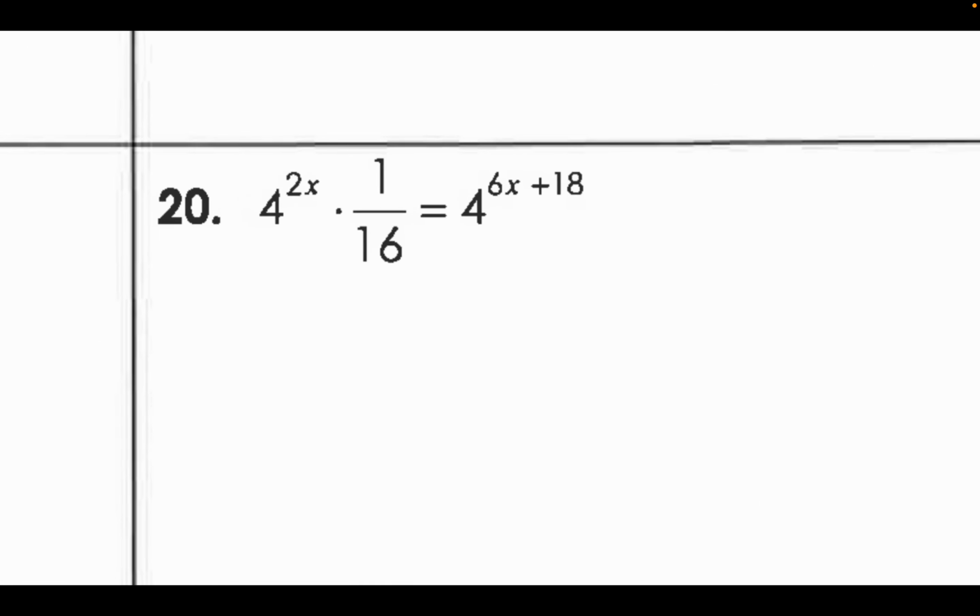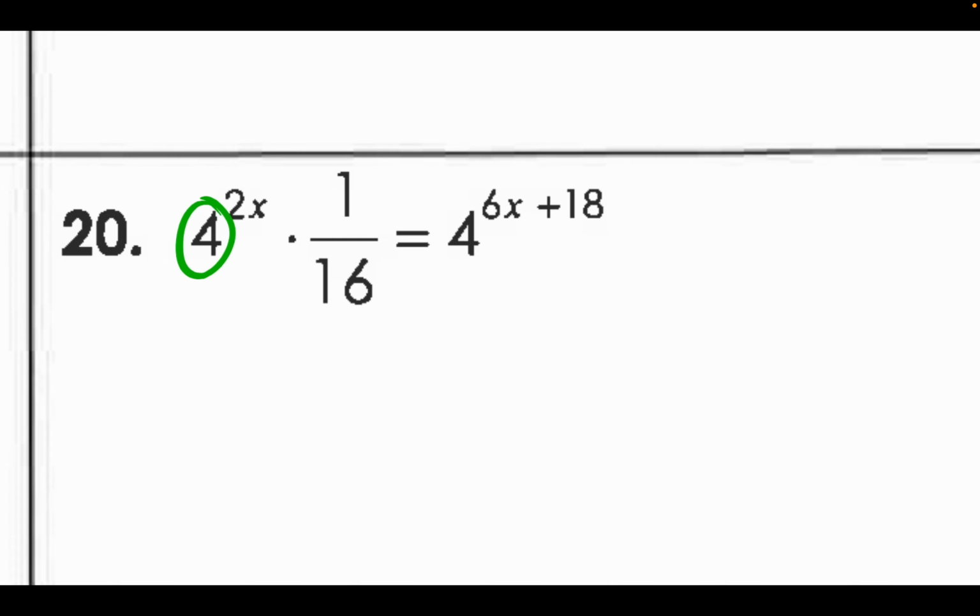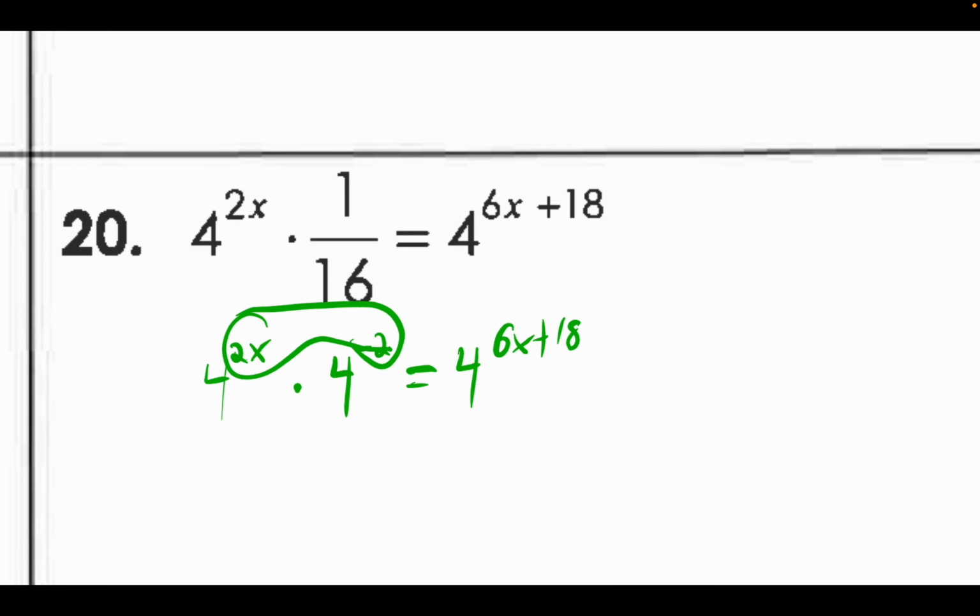Last problem of the day. 4, 16, and 4. Well, 16 can become a power of 4, so we'll keep the first and third bases. So 4 to the power of 2x. 1 over 16 is 4 to the power of negative 2. And then 4 to the power of 6x plus 18. Combine these by adding the exponents. There's no like terms to combine. So it's just 4 to the power of 2x minus 2, or plus a negative 2, equals 4 to the power of 6x plus 18.